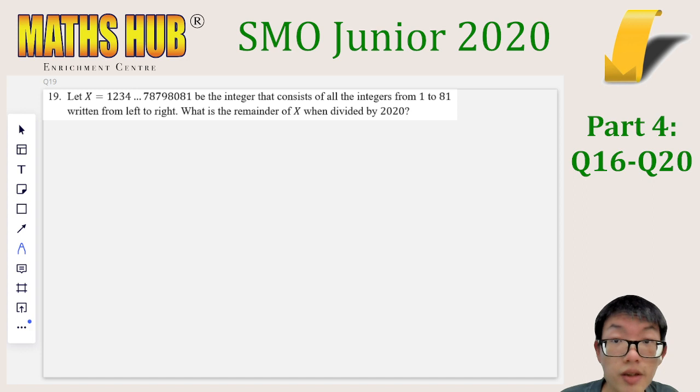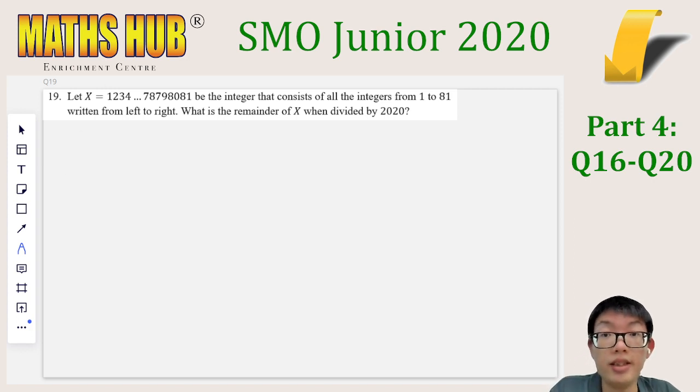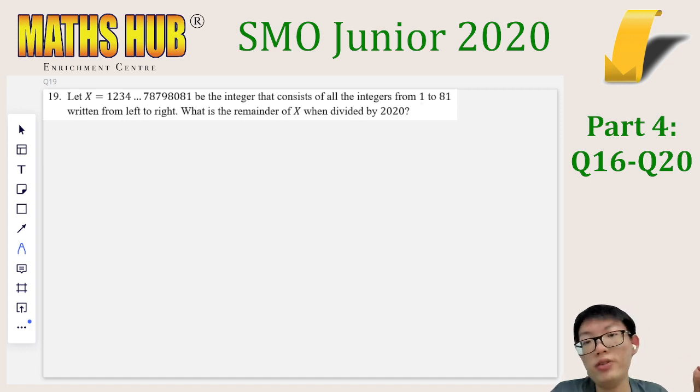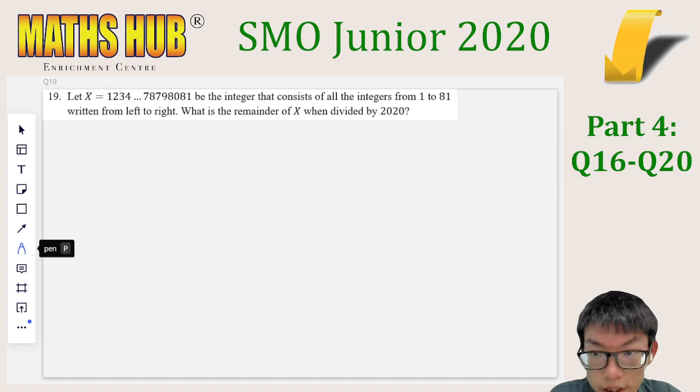Alright, question 19, I would say, is one of the more challenging problems at the SMO junior level. So x is the integer that consists of all the integers from 1 to 81 written from left to right. So 1, 2, 3, 4, 5, 6, 7, 8, 9, then 1, 0, 1, 1, 1, 2, 1, 3, and so on. What is the remainder of x when divided by 2020?